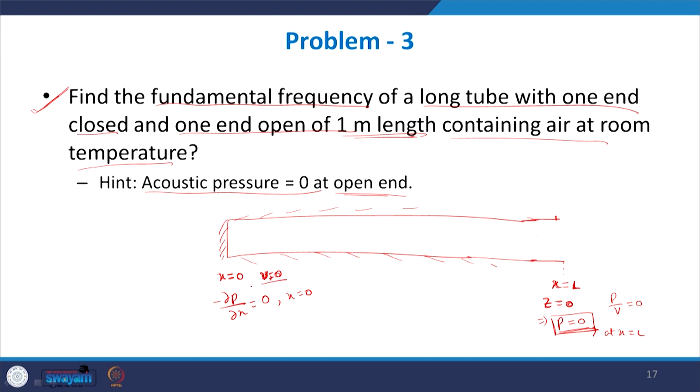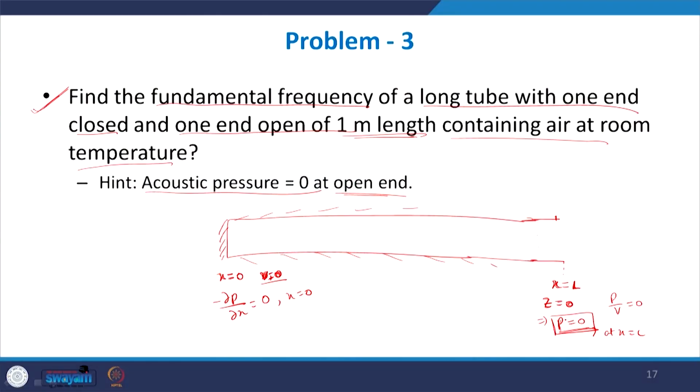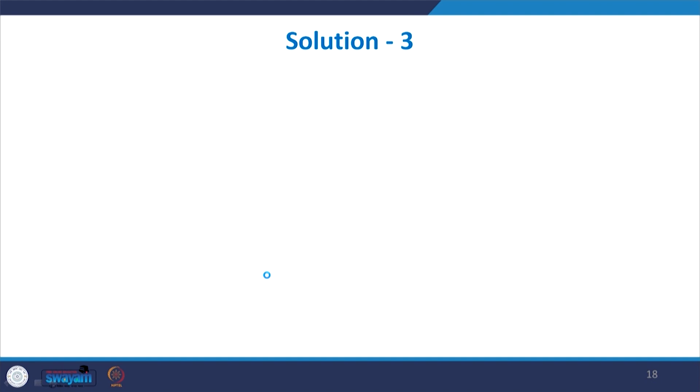So at the rigid end it offers full resistance to the flow of air. No particle can go beyond that. So particle velocity becomes 0 at the rigid end and the pressure becomes 0 at the open end. These are the two conditions. So let's solve using these conditions. We assume a general form of pressure, A e to the power j(omega t minus kx), plus B e to the power j(omega t plus kx). It is a composition of a forward and a backward propagating wave.